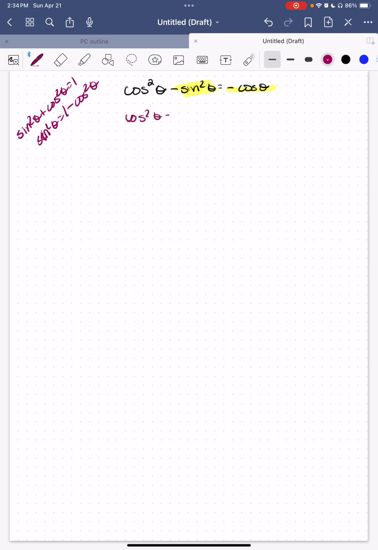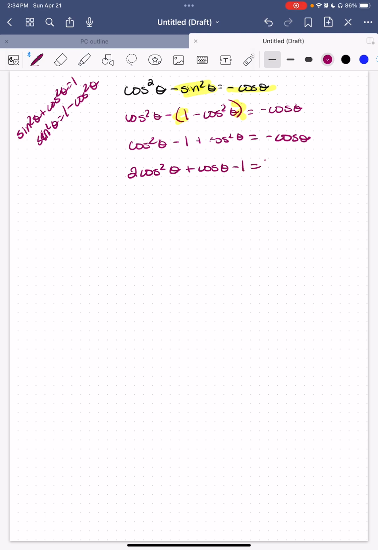Cosine squared theta minus the quantity 1 minus cosine squared theta equals negative cosine theta. It's pretty important I have these parentheses right here, because otherwise I'm going to have issues with that negative sign in front. So this becomes cosine squared theta minus 1 plus cosine squared theta equals negative cosine theta. So let's get like terms on one side. This becomes 2 cosine squared theta plus cosine theta minus 1 equals 0.